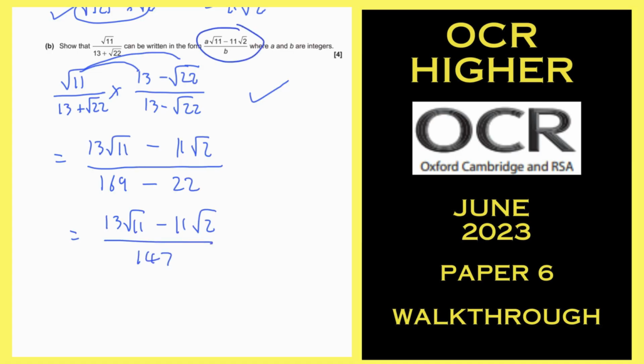Always have a quick check of what you've been given at the start. And as you can see, it needed us to write it in the form of a number in front of root 11. We've got a number, minus 11 root 2, which we've got, and B on the bottom just happens to be an unfamiliar number, 147, but it is the right answer nonetheless.